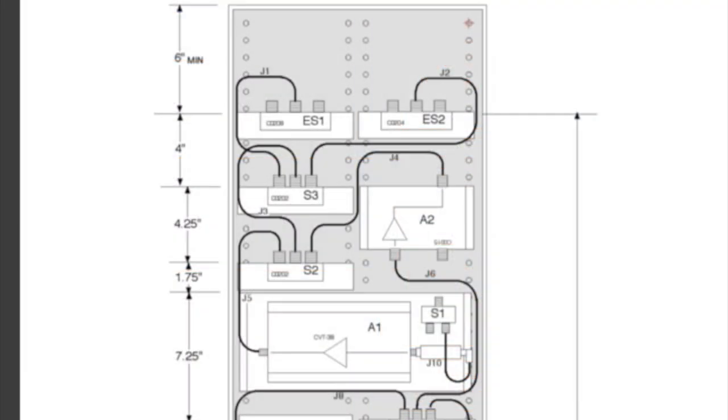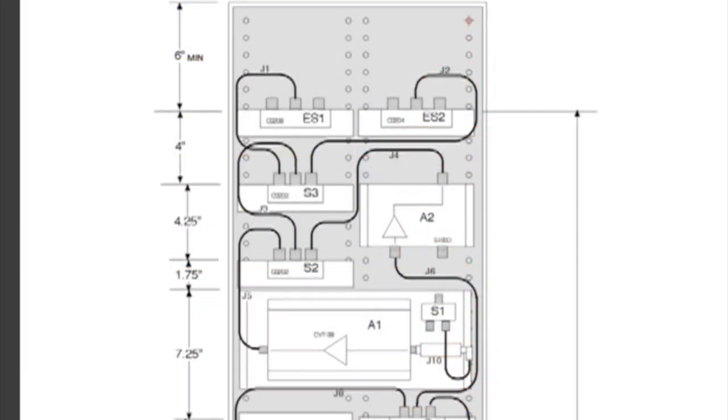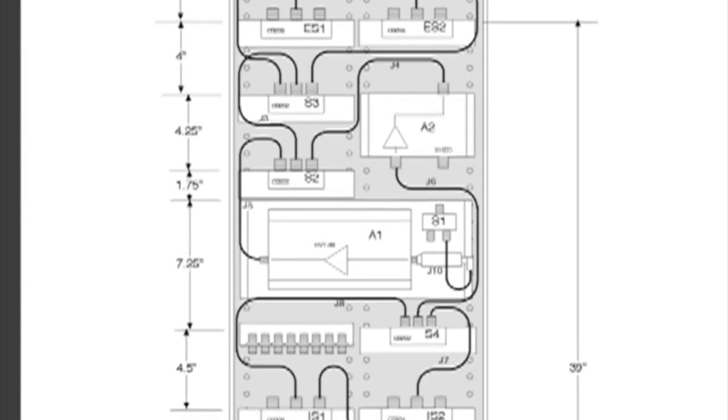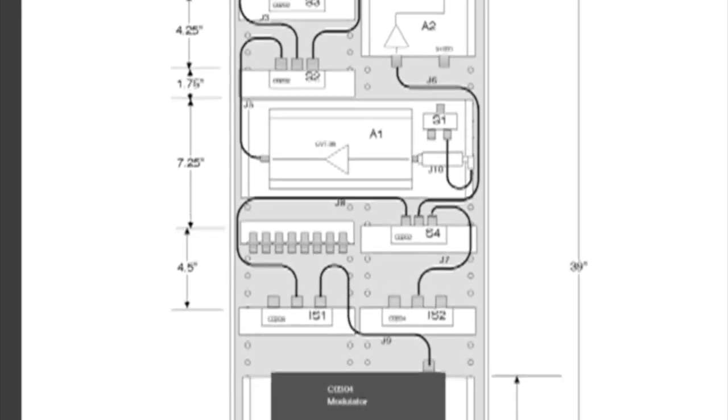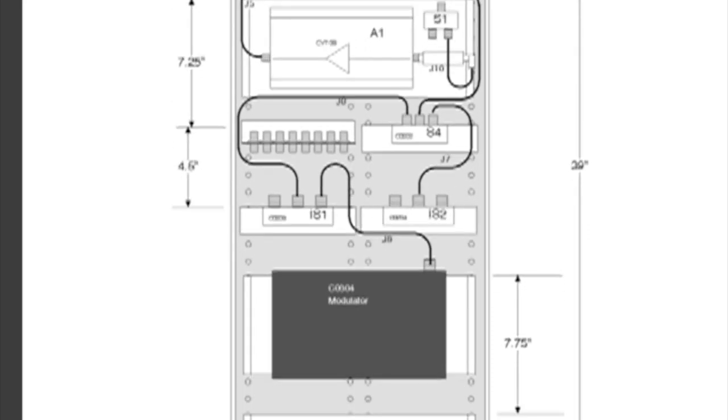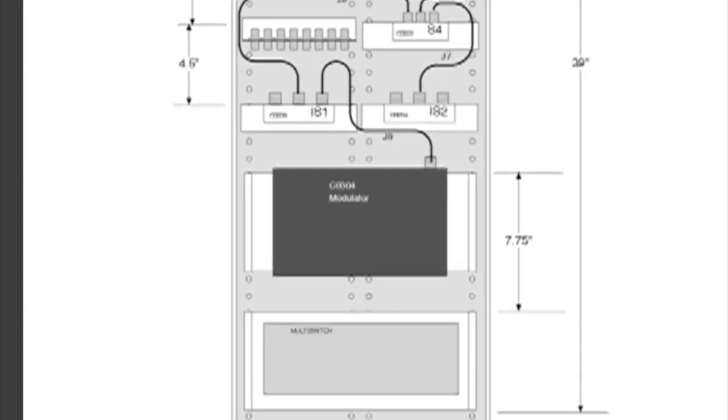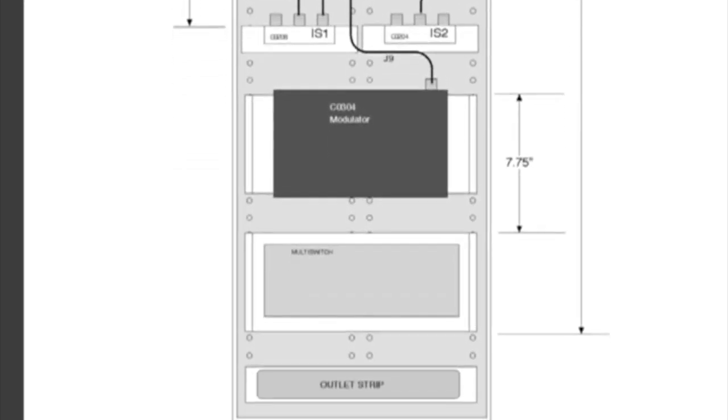To save a lot of trial and error during trim out, we did a layout drawing of all the equipment we'll need for each network. The drawing shows where components will be placed and the length of any jumper cables we'll need, so they can be made in the shop ahead of time.